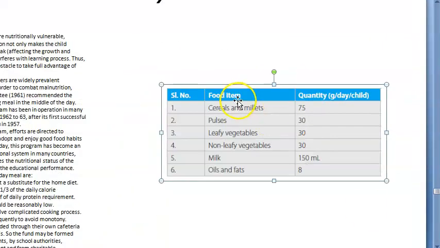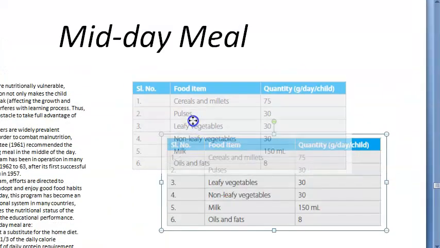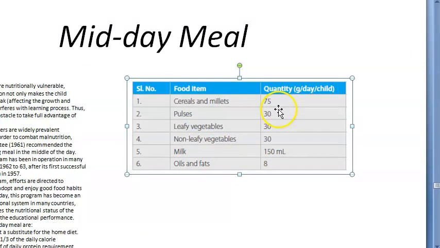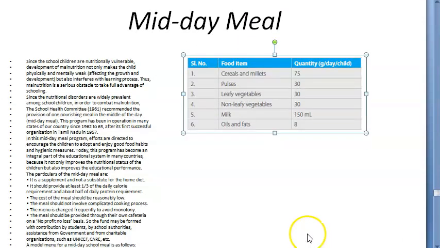relax, right? Unwind. See, midday meals, they're saying what and all should be there. Cereals and millets, 75 gram per day per child. Pulses should be there. Leafy vegetables, non-leafy vegetables. Milk should be provided. Oil and fats. This is your standard calorie intake you will write, right? Write all these. Don't forget, guys. You remember, you will learn all this in nutrition, right? Write all that depending on the marks, okay?